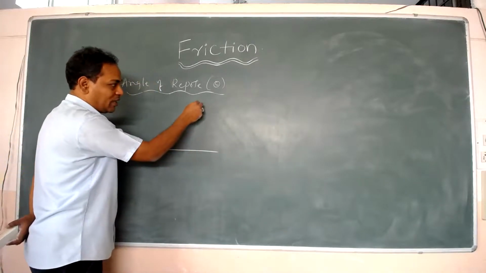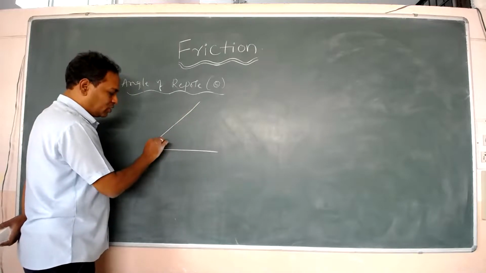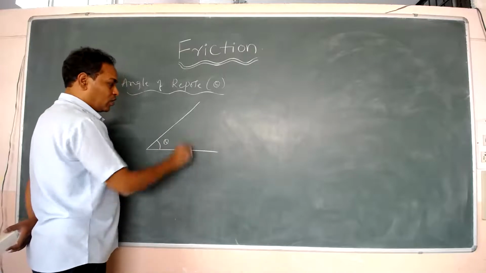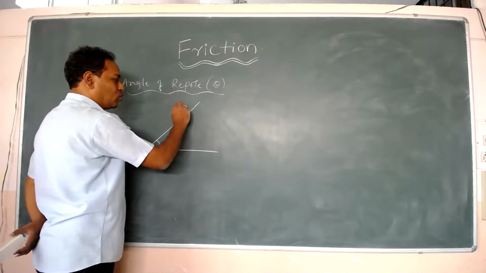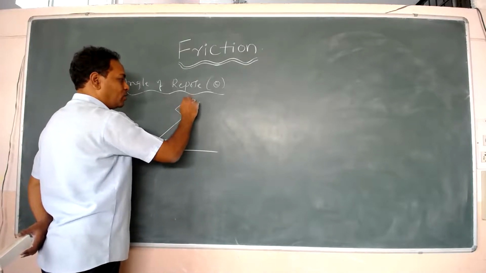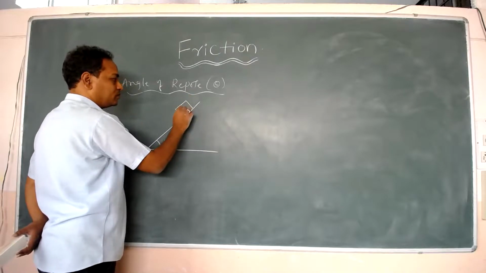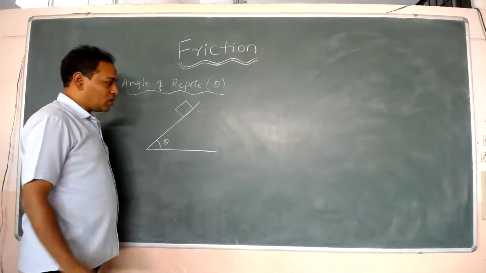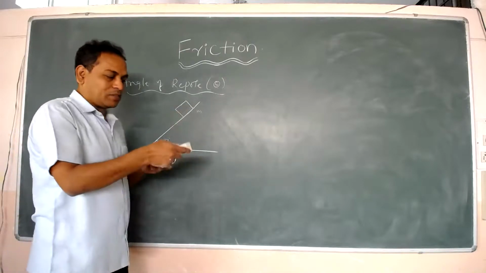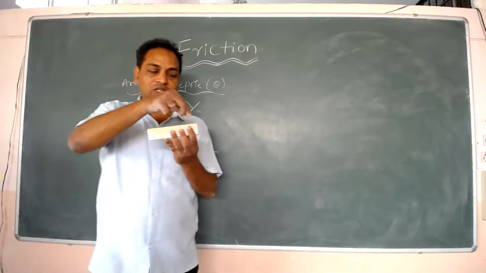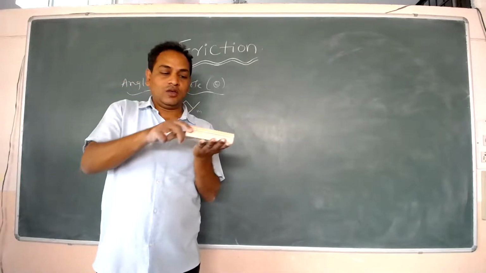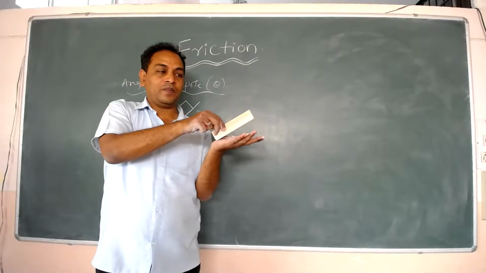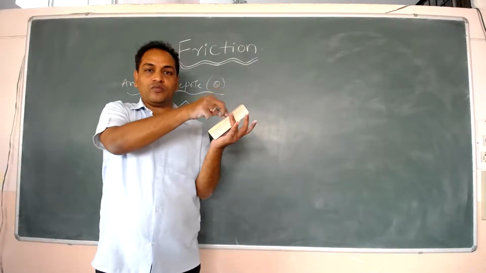Suppose this is an inclined surface such that it is making an angle, say this is theta, with the horizontal. Now suppose I have placed one body of mass m at this point. Here, when the body is placed on it, if I lift this end, what will happen? This body will start to move.